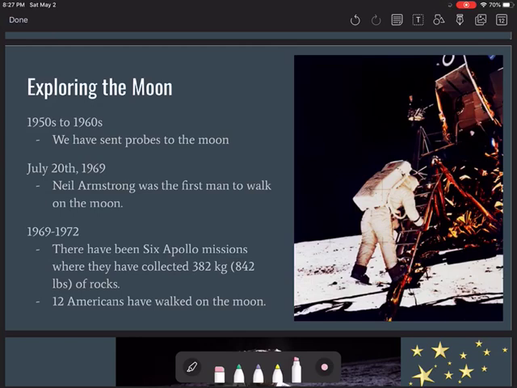From 1969 to 1972, there were 6 Apollo missions where they collected 382 kilograms of rocks, or 842 pounds of rocks. And as of current, only 12 Americans have walked on the moon. So that's kind of neat. We've sent people to the moon. We've been able to collect rocks from the moon to do further studying here on Earth.